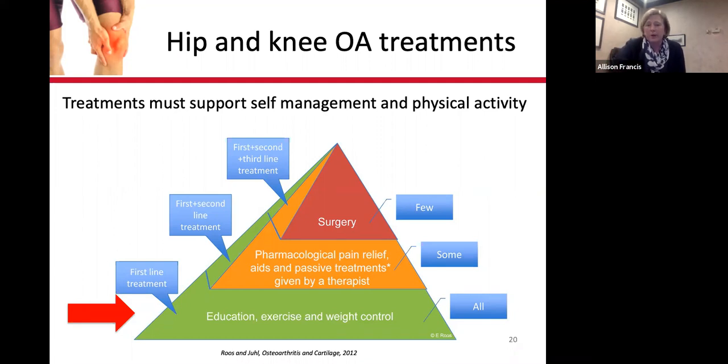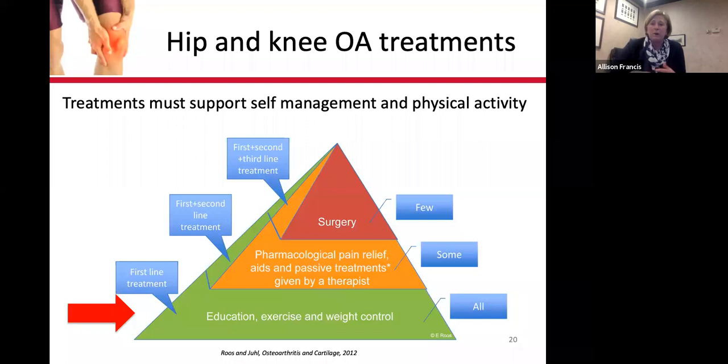The orange bar talks about how some people with those three things in the green bar are not going to be able to manage. They still have a lot of pain. They're still limping, and they really need a little bit more help to get through the day. So those are things like having pain medications, having a gait aid like a crutch or a cane, and some passive treatments that a physiotherapist might offer you. And then, of course, there are people who do need and absolutely get better when they have that joint replaced.